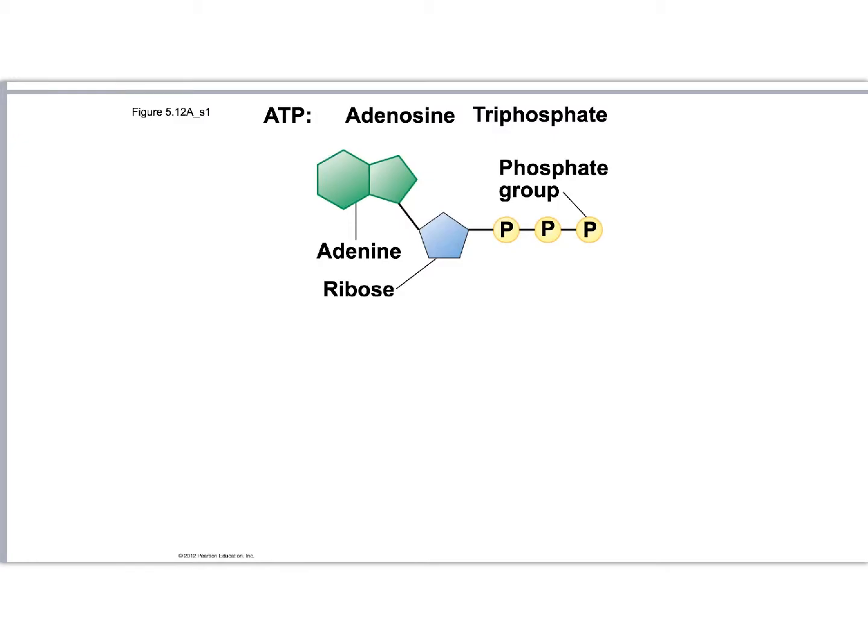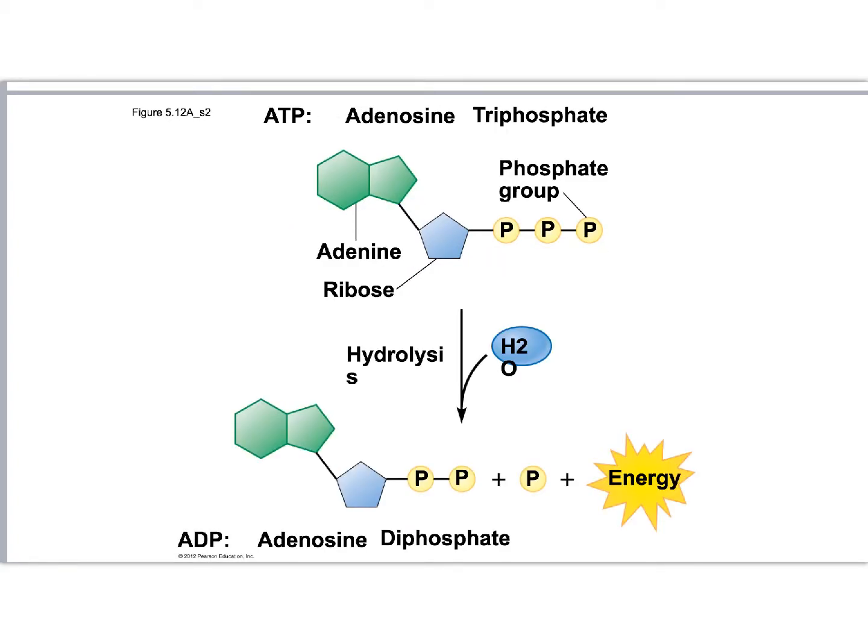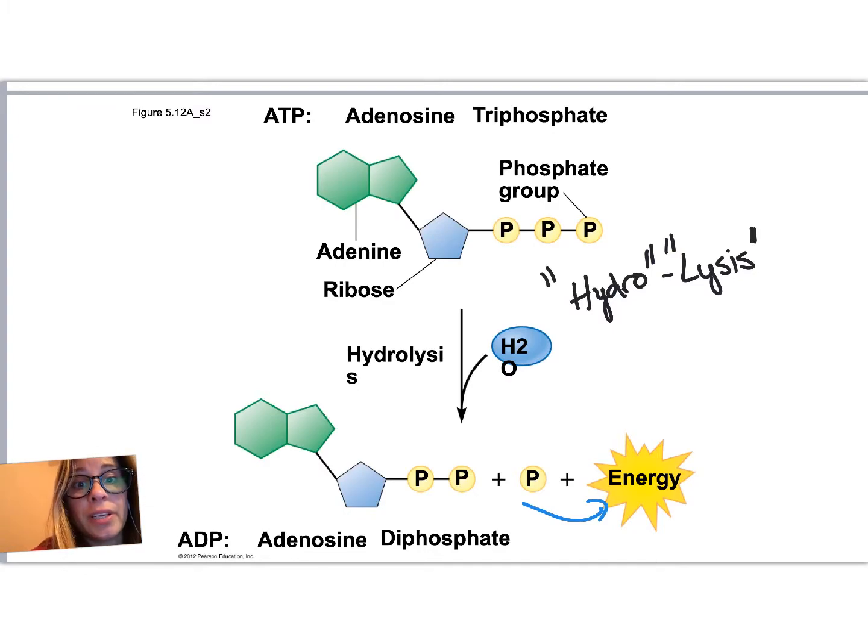So here's our molecule again. This is a little bit nicer version. So here's our adenine, adenosine with the ribose. So there's our sugar. Here's our phosphate groups. And now we've shifted and we've released that energy. So how do we release that energy? Let's talk about that. We do it using a process called hydrolysis, right?